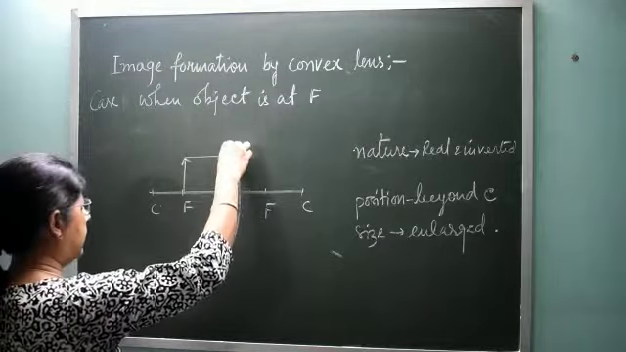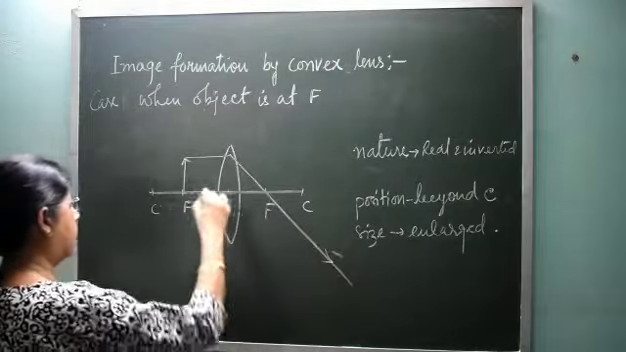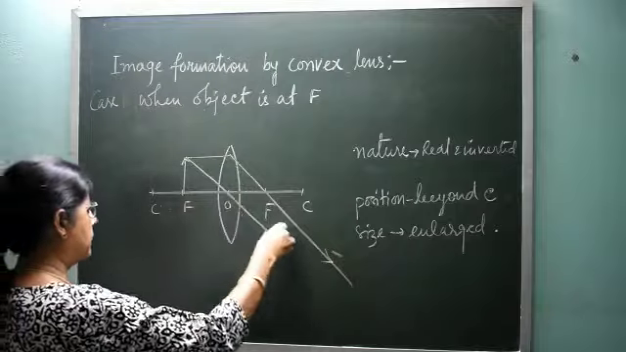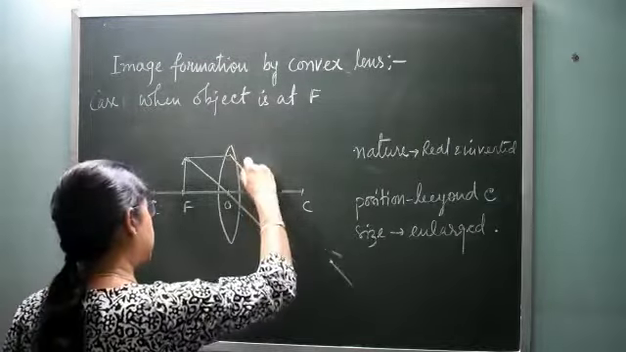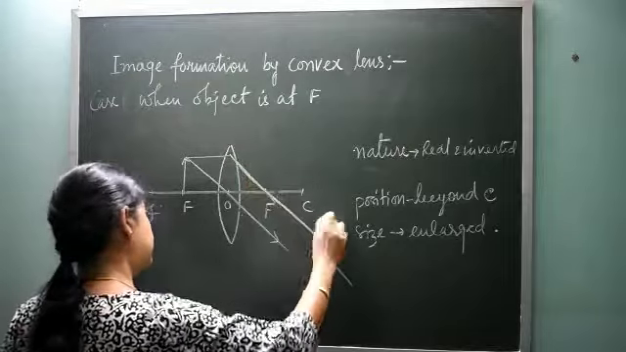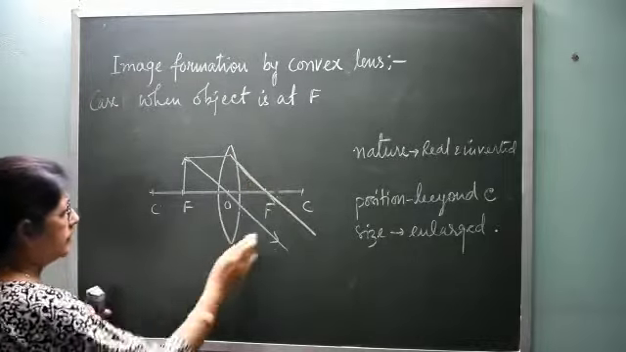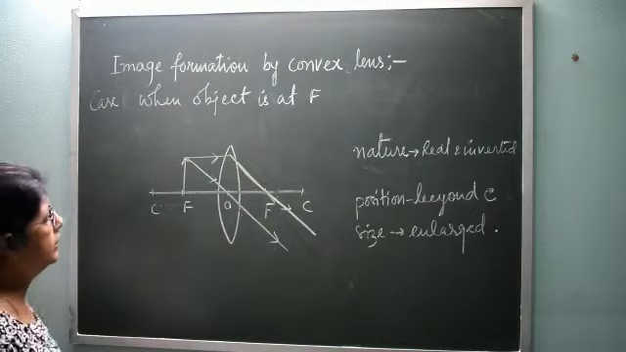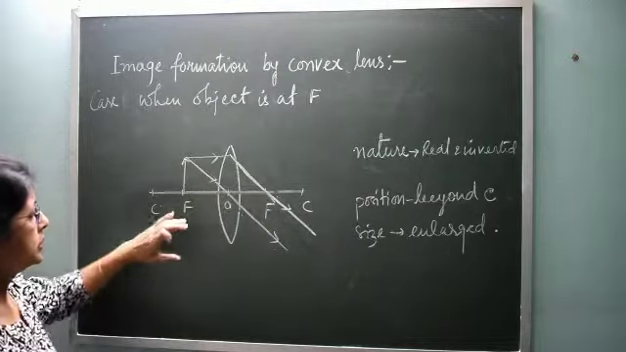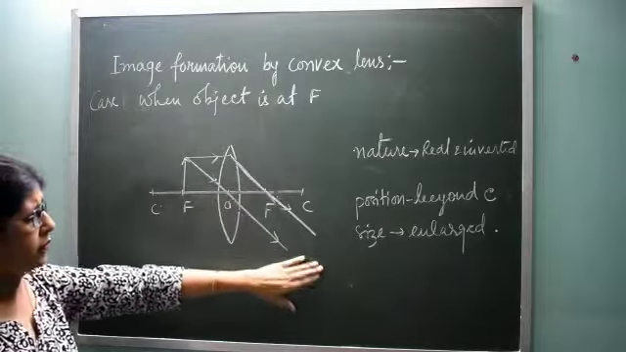One ray coming parallel, after refraction, passes through F. Next, one ray passing through the optical center remains unchanged. Now you see, rays should be straight. Draw with a scale. I have drawn here without a scale, so it should be a straight one. So these two rays are coming out parallel.